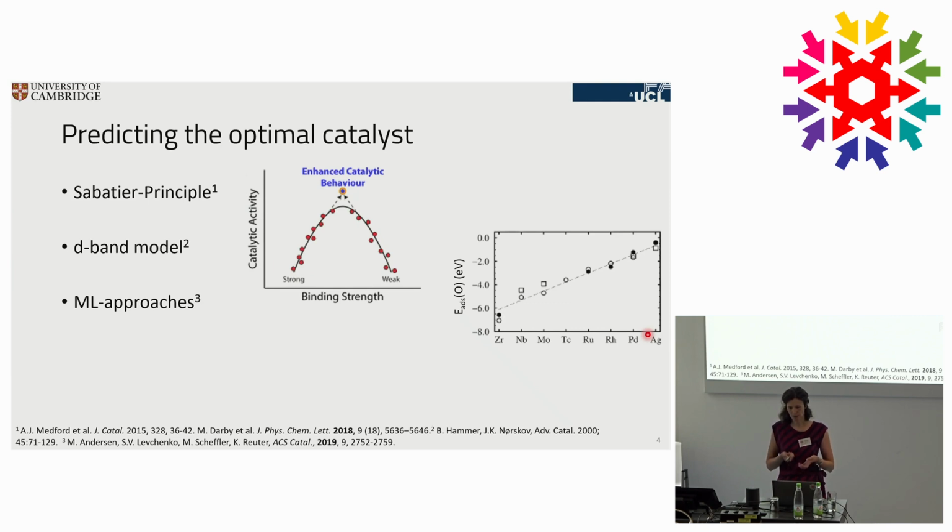Because of this d-band model and the fact that all these adsorption energies on metal surfaces are a function of the d-band center, we also have these so-called scaling relationships, which make the screening of lots of surfaces easier, theoretically. And then there are, of course, also newer machine learning approaches which can predict adsorption energies, for example, from a number of descriptors of the surface.